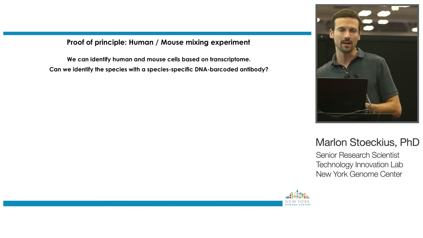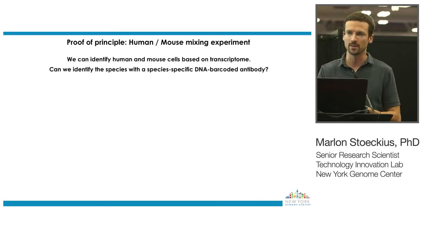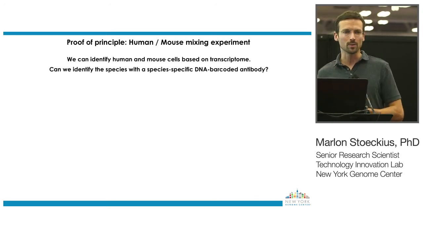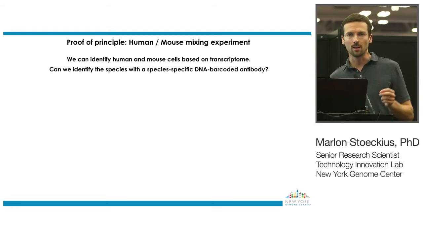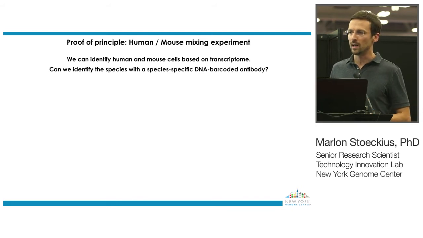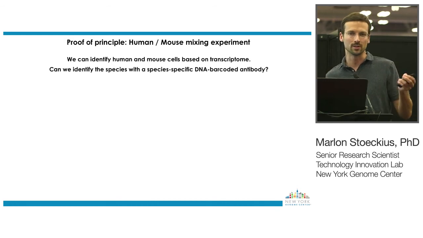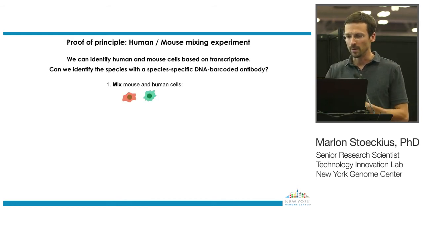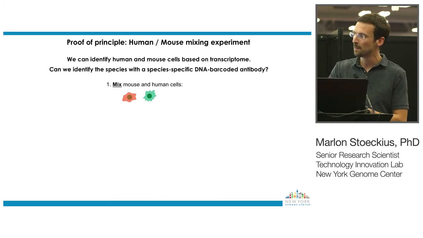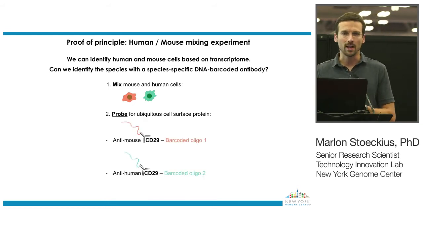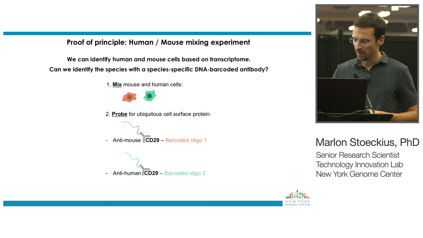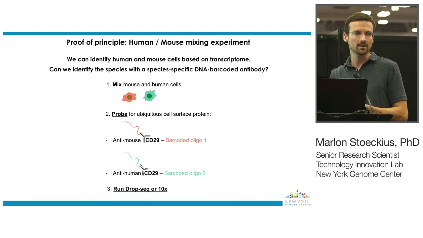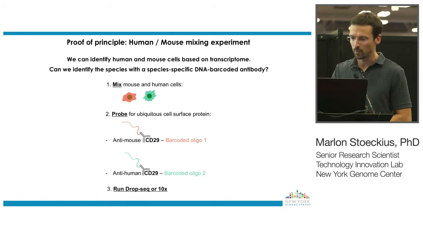So we went to one of the standard benchmarking experiments that people use for single-cell genomics, which is the human and mouse mixing experiment. And the whole idea behind the experiment is if you can identify a human or mouse cell based on the transcriptome, we should also be able to identify a human or mouse cell based on a specific antibody, which is species-specific. So what we did is we took mixtures of human and mouse cells, and then we stained them with DNA barcoded antibodies that are specific for human CD29 and for mouse CD29. And then we passed those cells through drop-seq for 10x and then basically made this style of library prep.